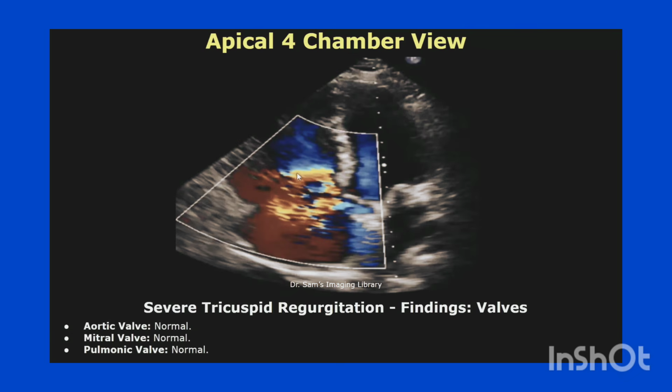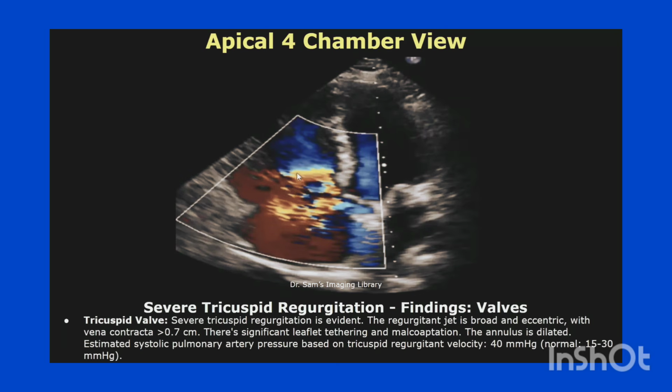The aortic, mitral, and pulmonic valves are normal. In the tricuspid valve, severe tricuspid regurgitation is evident. The regurgitant jet is broad and eccentric, with vena contracta greater than 0.7 centimeters. There is significant leaflet tethering and malcoaptation. The annulus is dilated. Estimated systolic pulmonary artery pressure based on tricuspid regurgitant velocity is 40 millimeters of mercury.